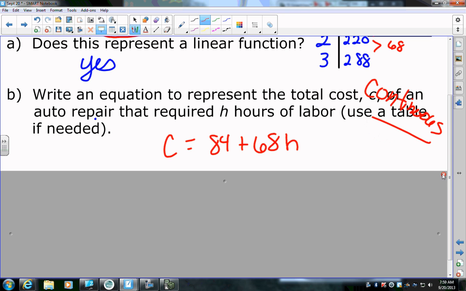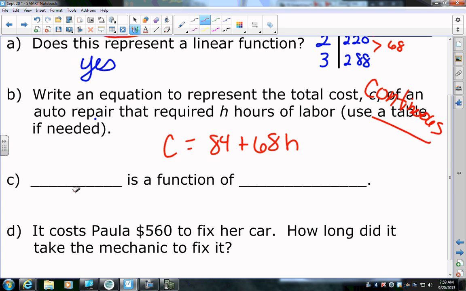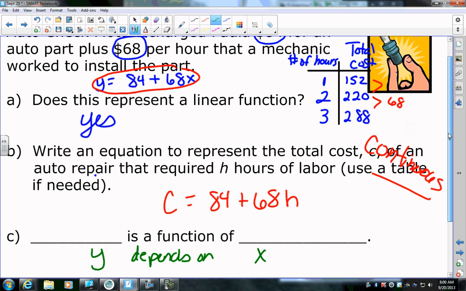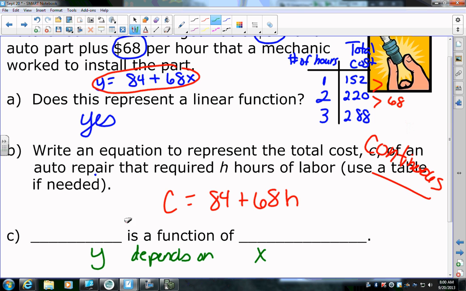The last piece on here, I think, is last. Oh, two more things. Blank is a function of blank. Remember that we have depends on. Y depends on X. What did we say the Y was up here? The total cost. So I'm going to have total cost is a function of the number of hours.